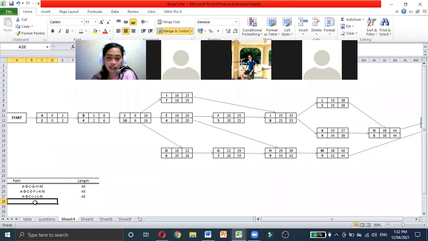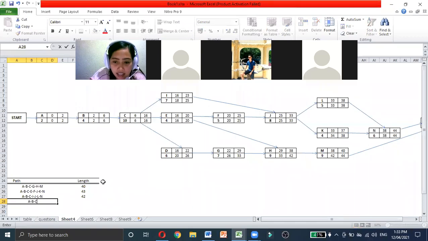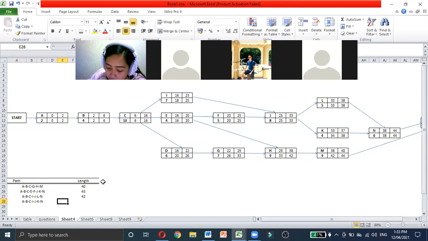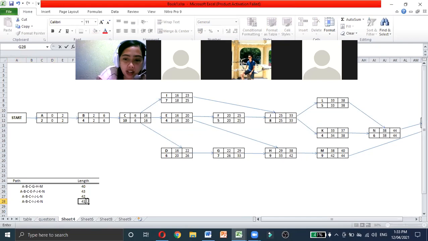Next pass now. A, B, A, K. Okay, wait. A, B, C, I, J, J, K, K, N. Okay, that's N. Good. So what is the length? That is 41. Okay, that is 41.